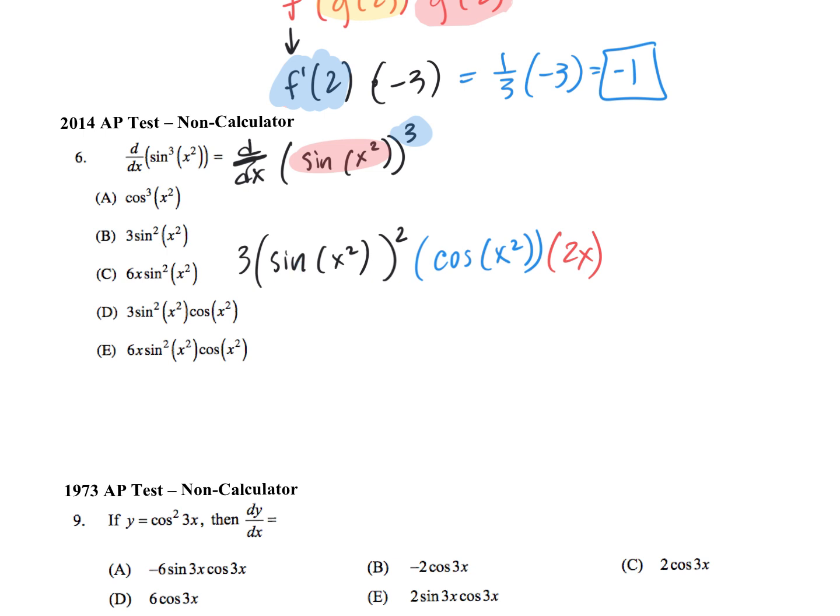Is this an answer? Yeah. We got 3 times a 2x. Is that the 6x here? Yep. And then is this equivalent? Coop, is this with that 2 on the outside equivalent to this? Yep. Yes, sir. And then we also had cosine of x squared.